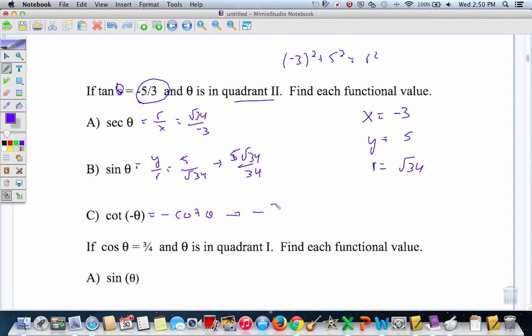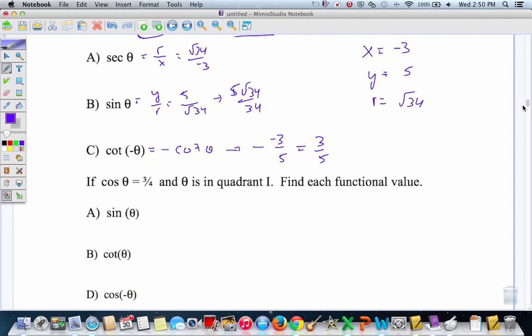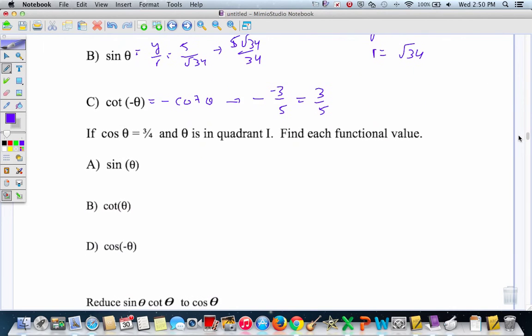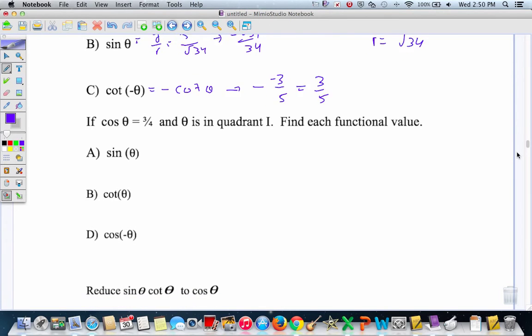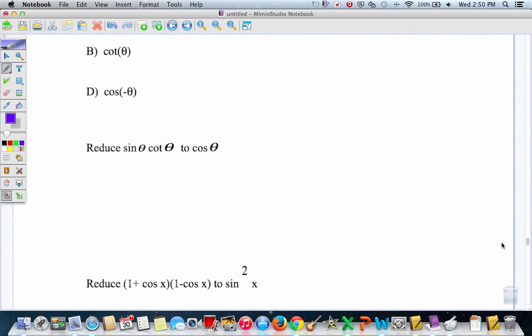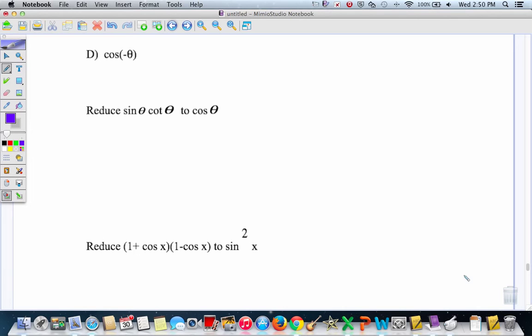Cotangent is the reciprocal of tangent, so if tangent is negative 5/3, then cotangent is negative 3/5. I have a negative negative, so my cotangent of negative theta is a positive 3/5. I'm going to skip over the second one, C and D, because those are pretty much identical, and get into actually some identities here.